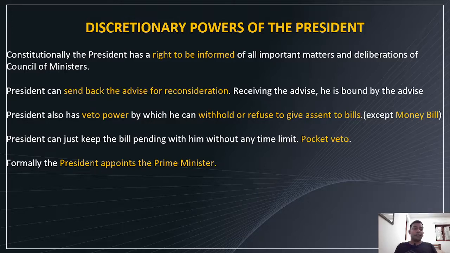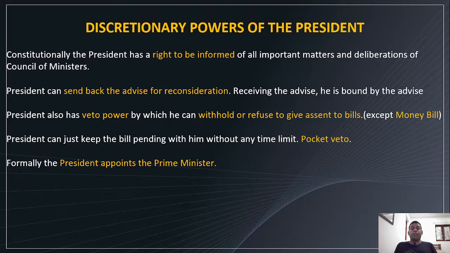He can exercise them. Constitutionally, the president has the right to be informed of all the important matters and deliberations of the council of ministers. That means the right to be informed is a constitutional obligation. I've already explained this right to be informed. All the policies and all the actions, all the day-to-day activities of the government should be informed to the president, right? Then the president can send back the advice for reconsideration.